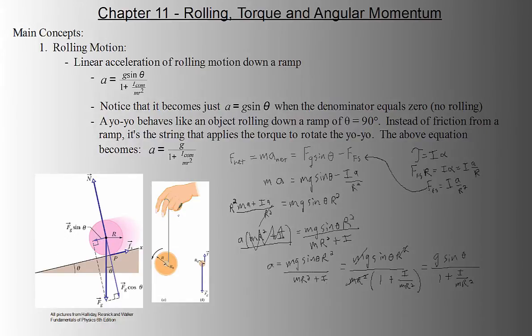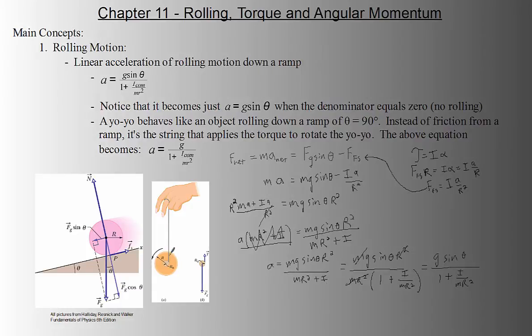And you should be able to see really quickly that a yo-yo is really the exact same situation. We've got gravity pulling down the ramp. Now remember, in this case, the ramp is 90 degrees, so the ramp is vertical. It's so steep that it's just straight up and down. So we still have gravity pulling down, parallel to the ramp, but in this case, it's just gravity straight down. And then we have something exerting a torque. It's not friction this time, it's the string. It's a tension in the string.